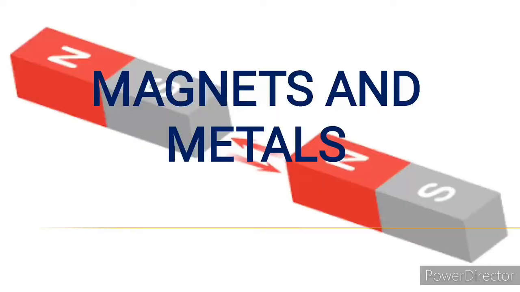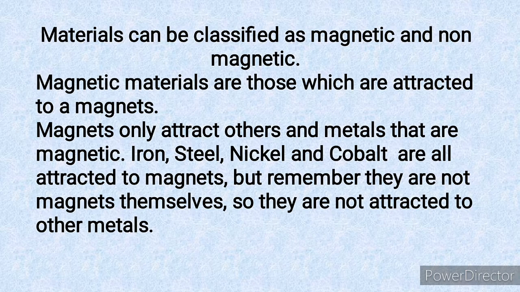Magnet and metals. We talked about magnet as a material that can attract other metals in our previous class, and we looked at 3 classes of magnet. Today we want to look at materials that are attracted by magnet and those that are not. Materials that are attracted to magnet are known as magnetic, and those that are not attracted are known as non-magnetic.